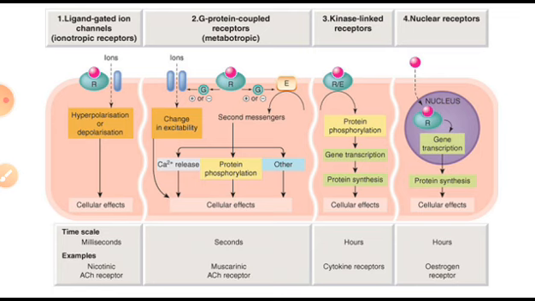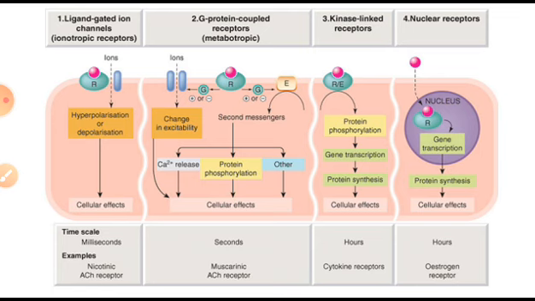Third category is the kinase linked receptors. Here also an additional enzyme is added with the receptor, called kinases, and they get activated, and then they do gene transcription and modify protein synthesis as well, and by that they produce the cellular effects. Examples are cytokine receptors, and the time needed is a little more, that is in hours.